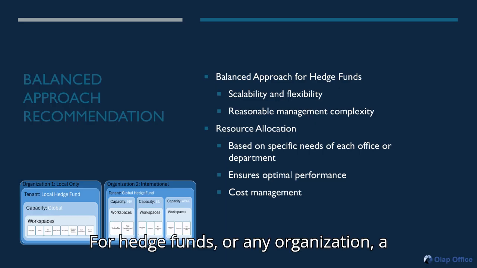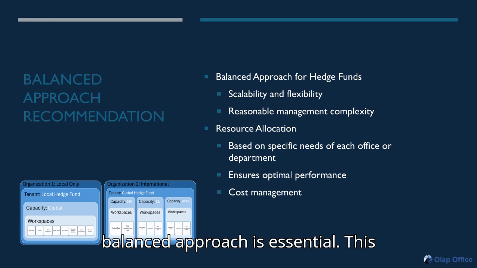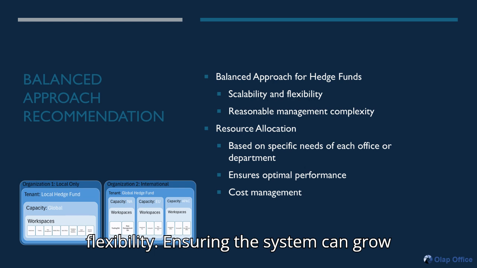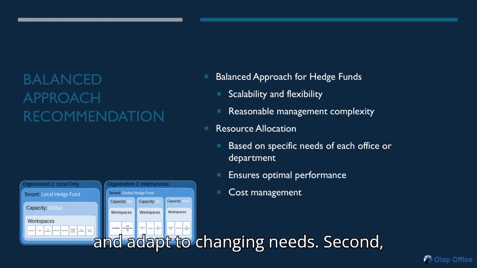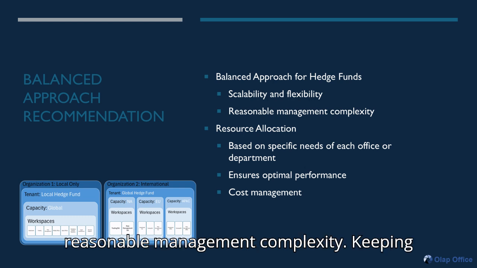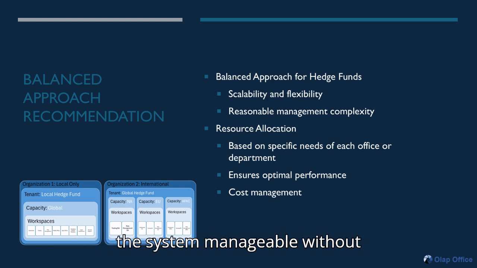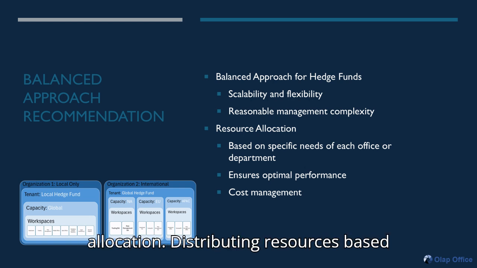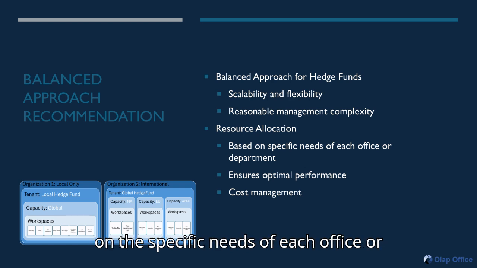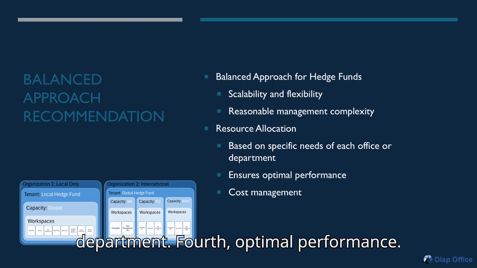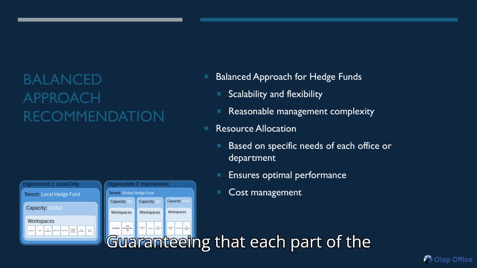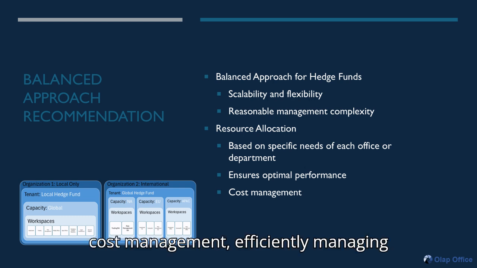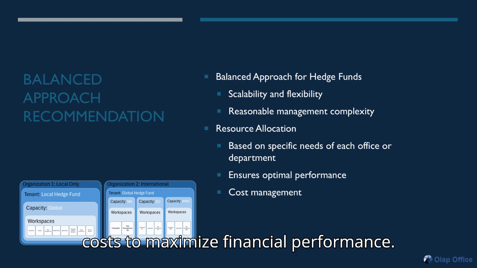For hedge funds or any organization, a balanced approach is essential. This involves, first, scalability and flexibility, ensuring the system can grow and adapt to changing needs. Second, reasonable management complexity, keeping the system manageable without overwhelming complexity. Third, resource allocation, distributing resources based on the specific needs of each office or department. Fourth, optimal performance, guaranteeing that each part of the organization operates at its best. Fifth, cost management, efficiently managing costs to maximize financial performance.